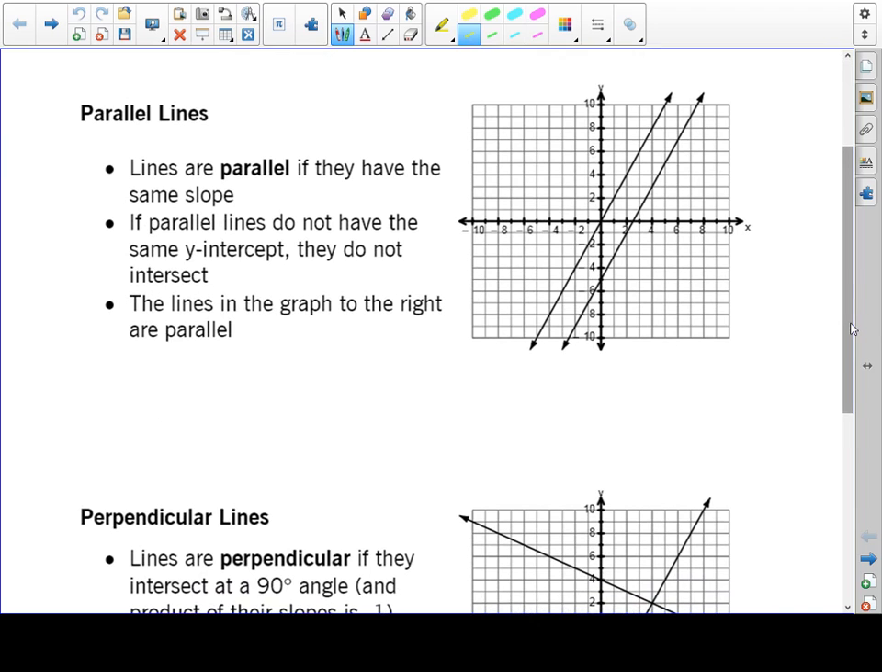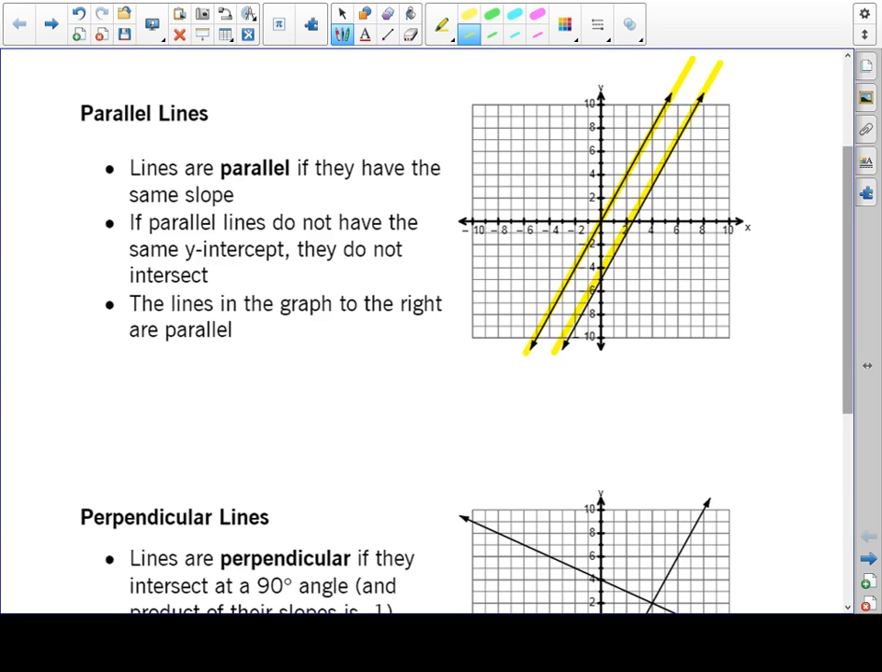Lines are parallel if they have the same slope, and if they don't have the exact same y-intercept, then they do not intersect ever. The graph to the right has a pair of parallel lines. So these lines are parallel. And these lines will never meet, they'll never touch because they're parallel. They'll just keep going and they'll always be that far apart from one another.